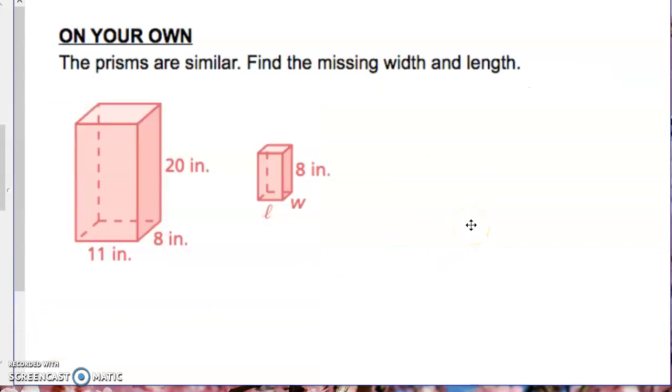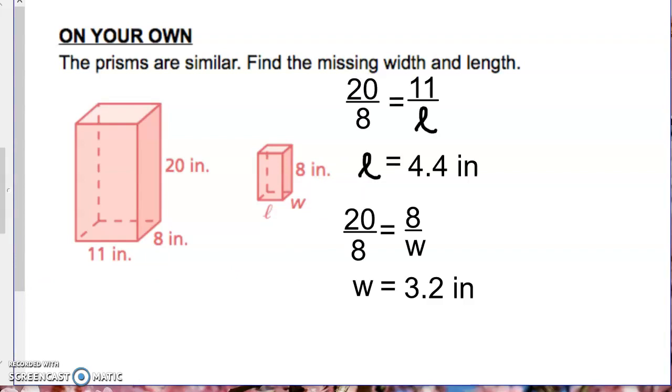You can pause the video and do this one on your own, but you are finding both the length and the width for this one, but you'll notice that you do have 20 over 8 as your starting proportion. All right, to check this one. So like I said, I use 20 over 8 because I have both of those side lengths. So 20 over 8, and I decide to find the length first. Well, that would be 11 over L. So now I have my proportion set up. So I do 8 times 11 divided by 20, and that means the length of L is 4.4 inches.